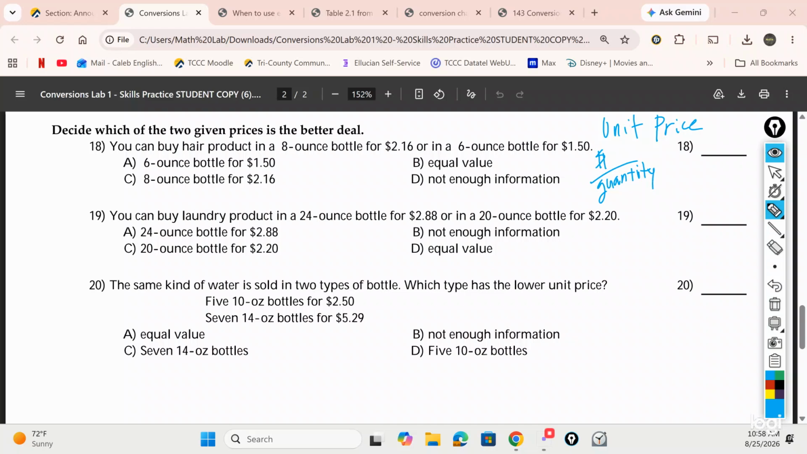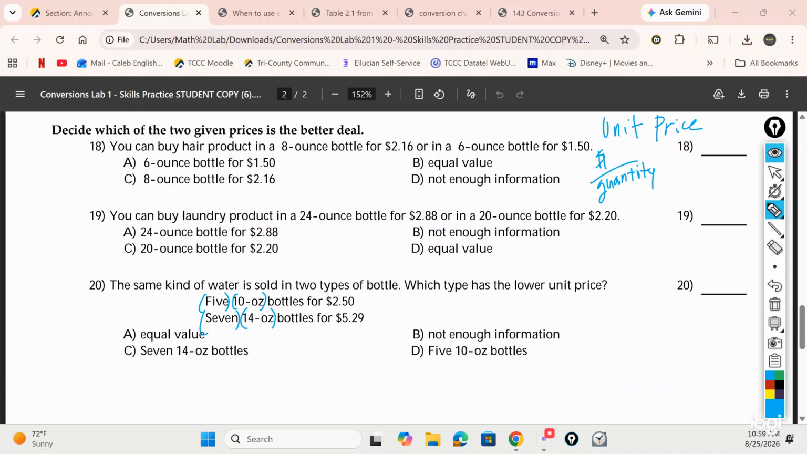All right. Now, remember that for 18, 19, and 20. The pickle of this is number 20. You can still do price per ounce on number 20. The problem with that is that you can't just do 250 divided by 10, 529 divided by 14. You've got to multiply the number of ounces by the number of bottles if you're going to take it all the way down to ounces, okay? So that would be 250 divided by 50, and I don't remember what 7 times 14 is, but anyway, you're going to get some big decimals that way.